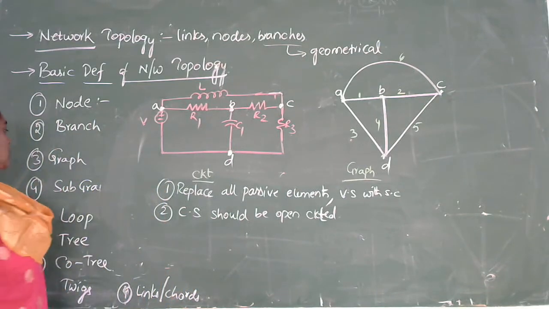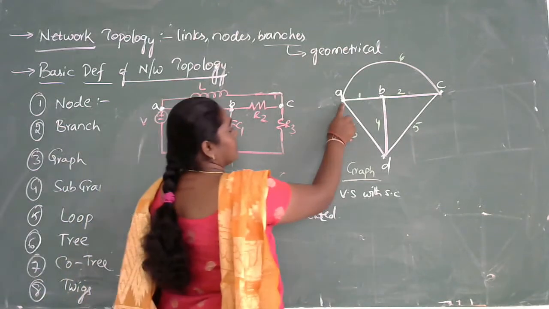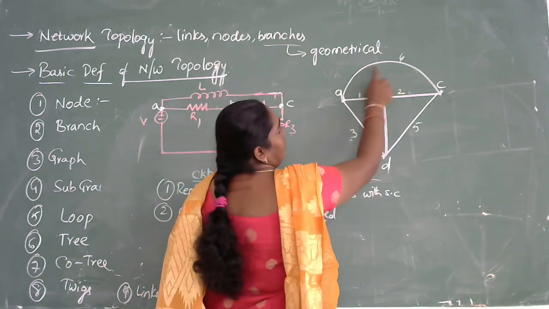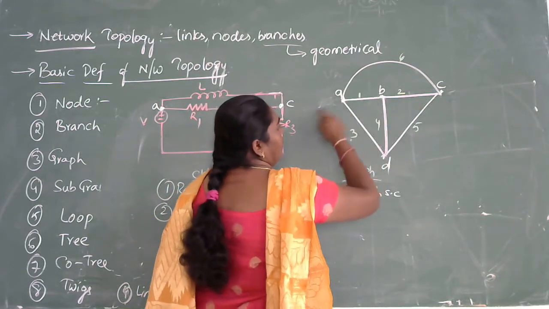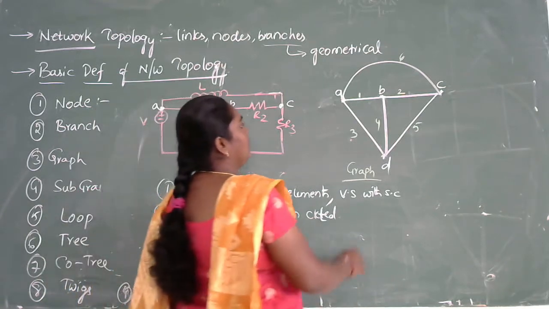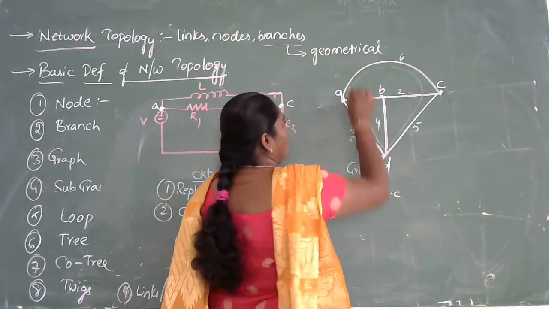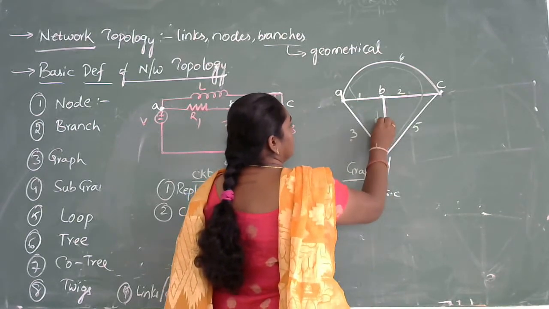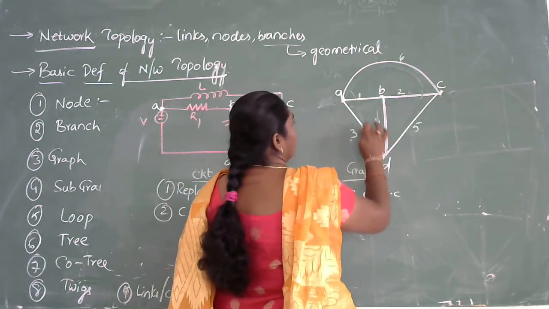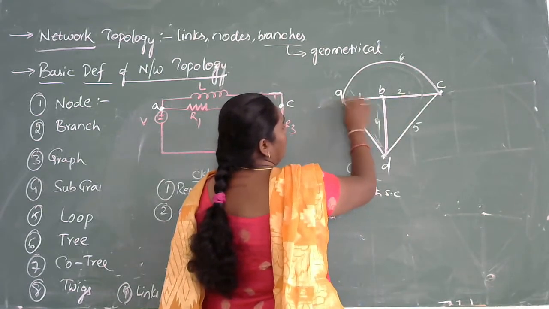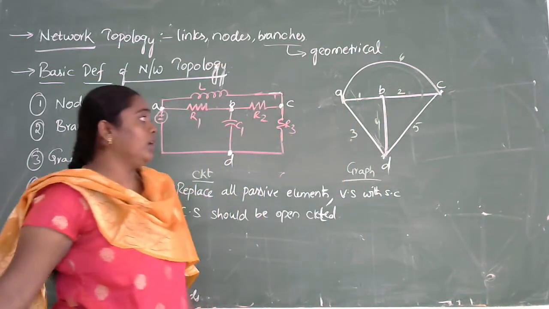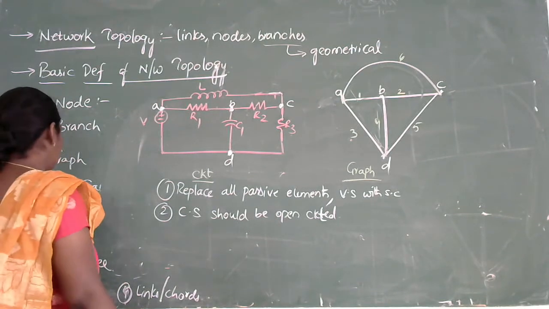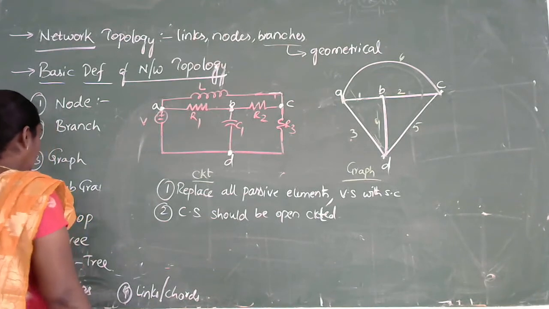The next one is subgraph. I can take a subgraph as ABDA, or ACBA, or in simple words, I can take all these as one subgraph, or this part as a subgraph. Coming to the next one, which is a loop. Here a closed part, starting from A to B, B to D, and D to A, is called a loop. Now coming to the next terminology, which is tree.